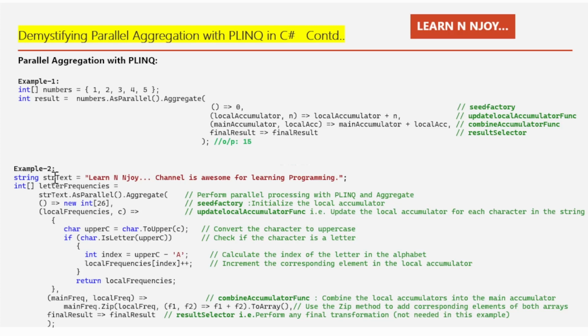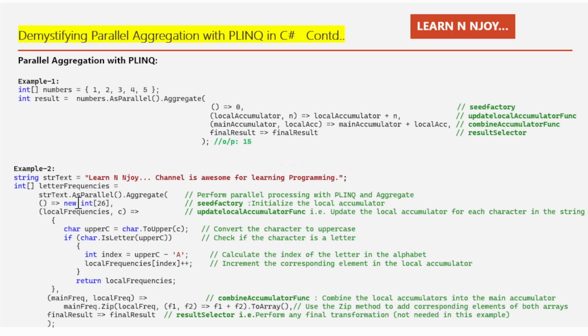So here, first of all, I have written a string strText is equal to "Learn and Enjoy channel is awesome for learning programming". So this line initializes a string variable named strText with a sample text. What is the text? Text is Learn and Enjoy channel is awesome for learning programming. Then I have written int array letterFrequency is equal to, on the right side, strText.AsParallel.Aggregate. So here again, AsParallel converts the string strText into a parallel query that enables parallel processing, and the Aggregate function performs an aggregation operation on the characters of the string in parallel.